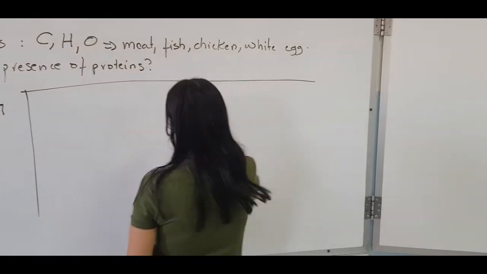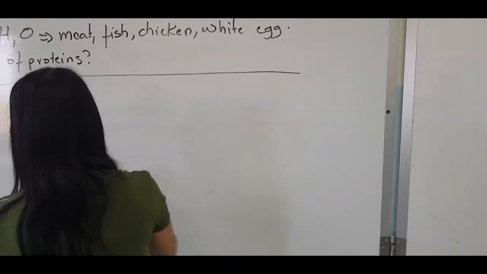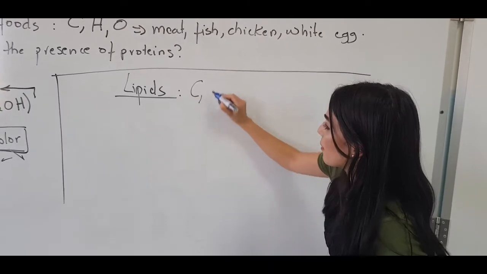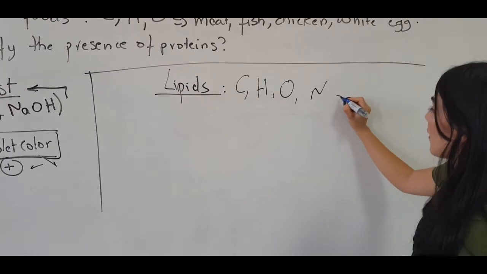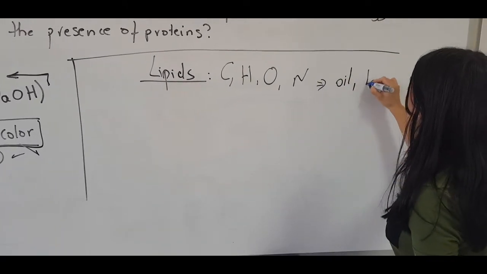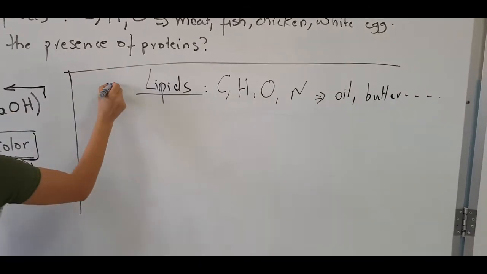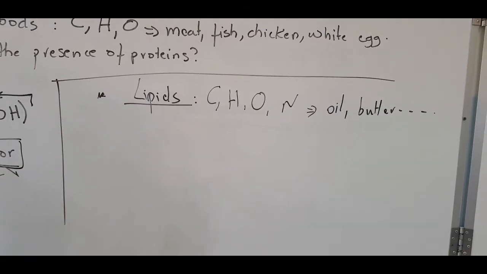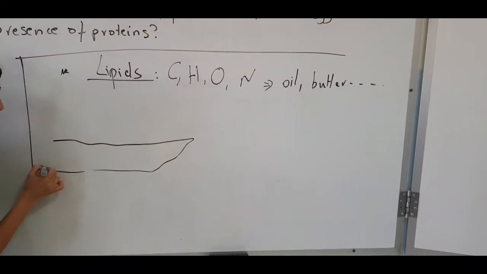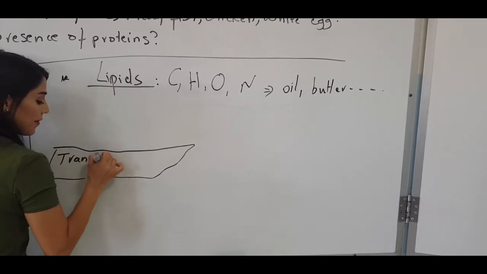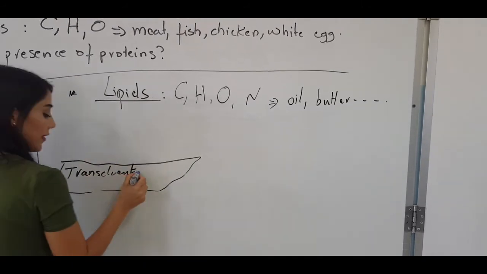Now, how do I identify the presence of lipid? Finally, the lipids. What do I mean by lipid, miss? Lipids is also an organic food that contain carbon, hydrogen, oxygen, sometimes nitrogen, like what? Like oil, like butter. So, those are the lipids. How do I identify the presence of lipid? You put the substance on a translucent paper. What do I mean by translucent paper? It is the same as transparent paper you use to rub your food in it.